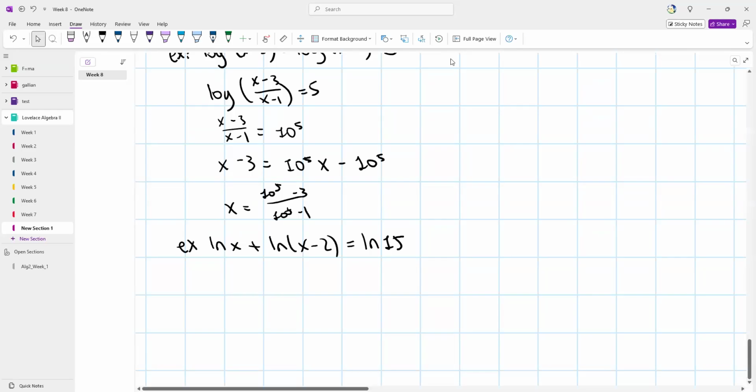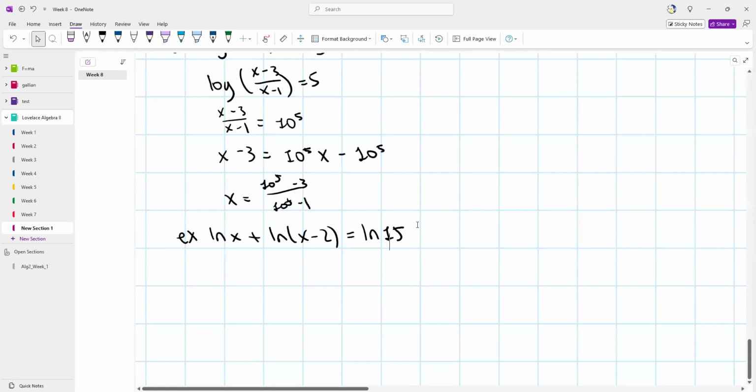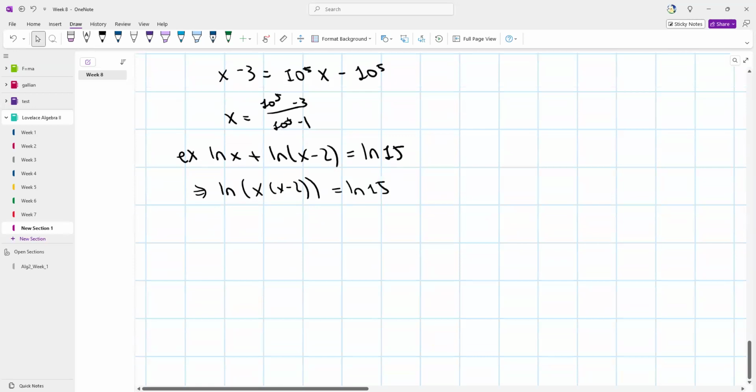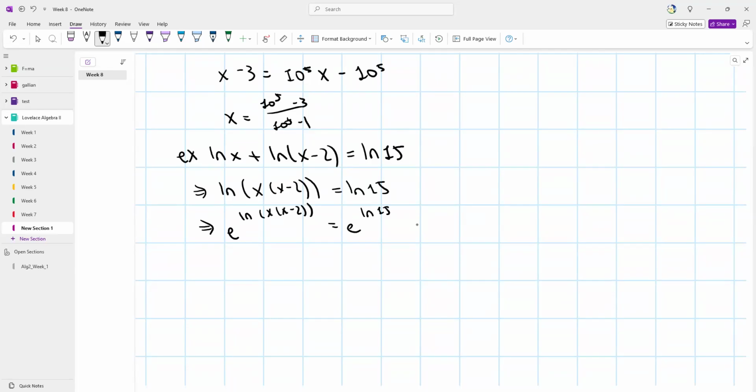Okay, so for this, we just use our log properties again. So this is ln of x times (x minus 2) is equal to ln 15. And we can raise everything to the power of e. So this gives x times (x minus 2) is equal to e to the power of ln 15. We know that by doing this, we can cancel the base out. So now we have x times (x minus 2) is equal to 15.